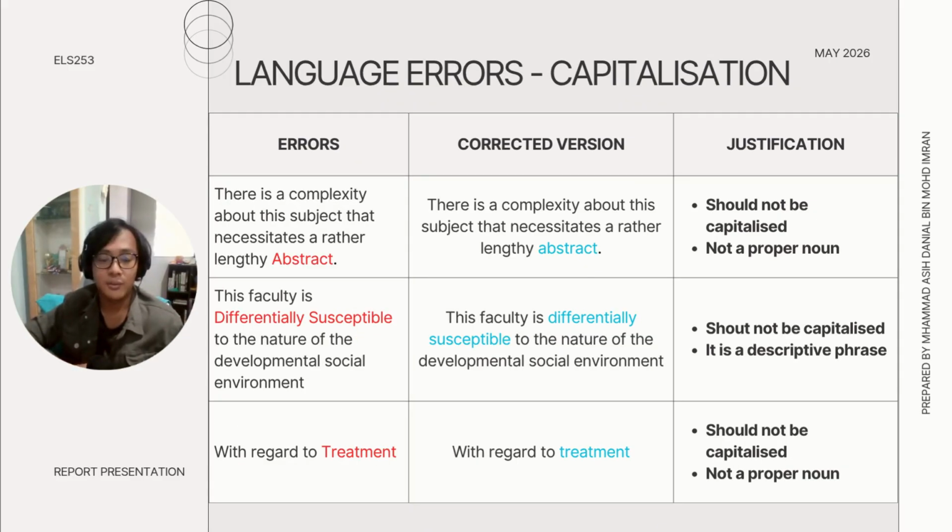So now let's move on to the language errors of capitalization. As you can see, for the first example, abstract is capitalized, but it's unnecessarily capitalized because it does not refer to a specific thing or term in the context. Thus, it should not be capitalized. Moving to the second example, differentially susceptible should not be capitalized because it is a descriptive phrase, not a proper noun or a jargon of the context. For the last example, treatment does not refer to anything specific or work as a jargon in the context, thus, it should not be capitalized.